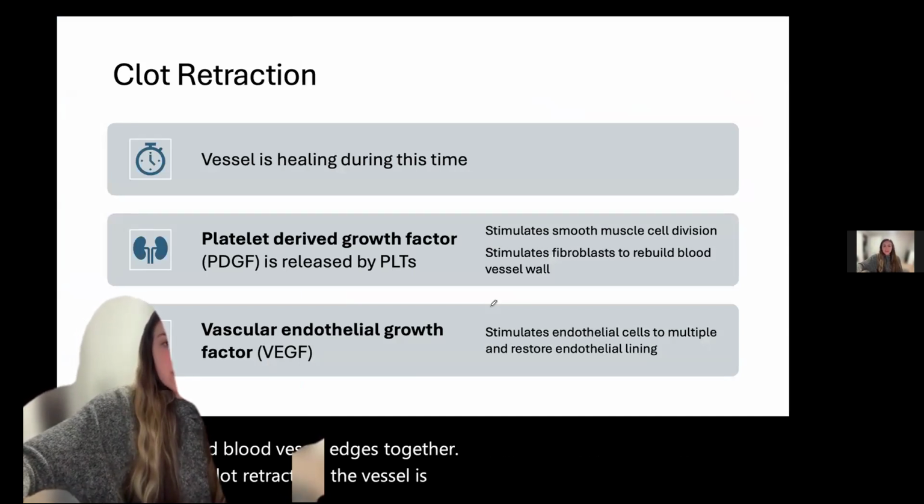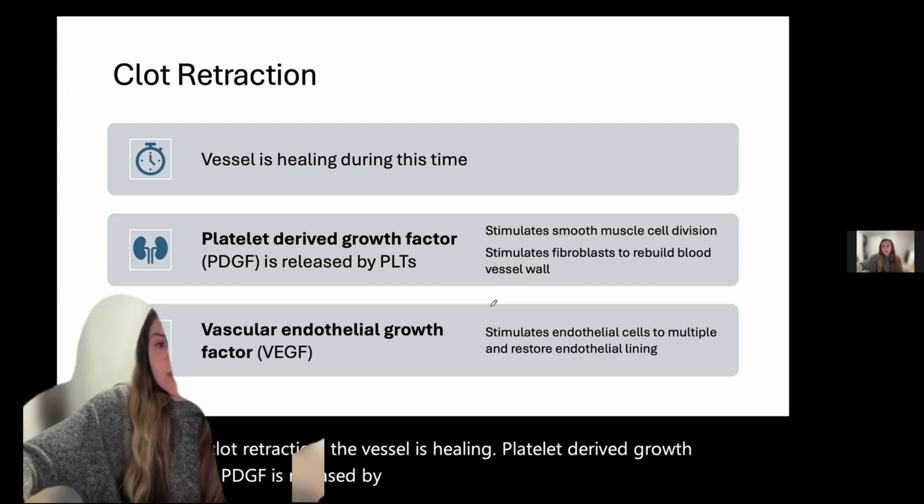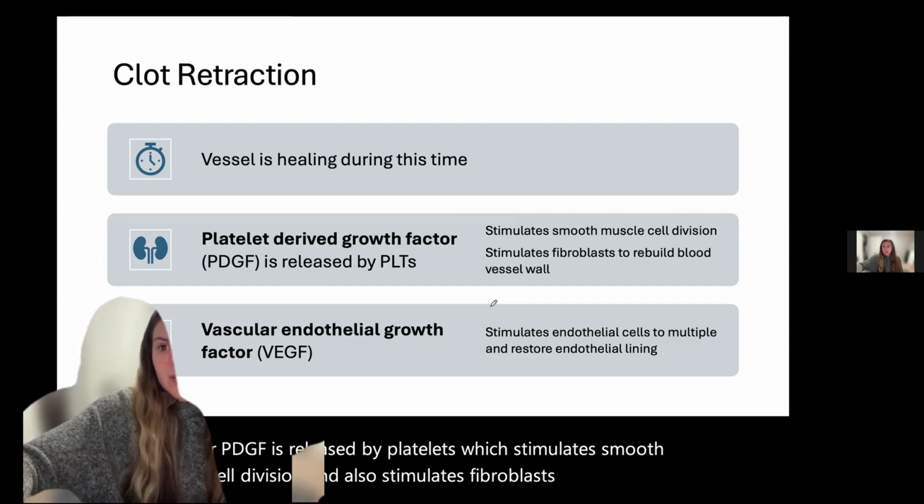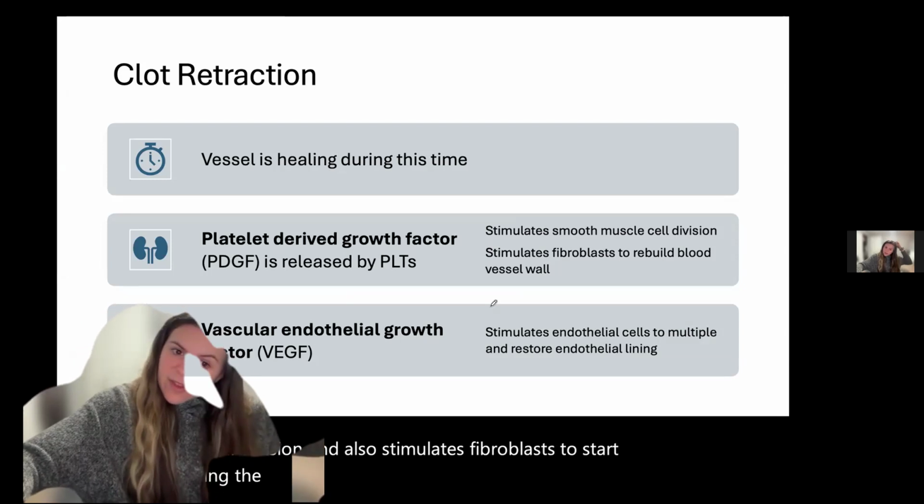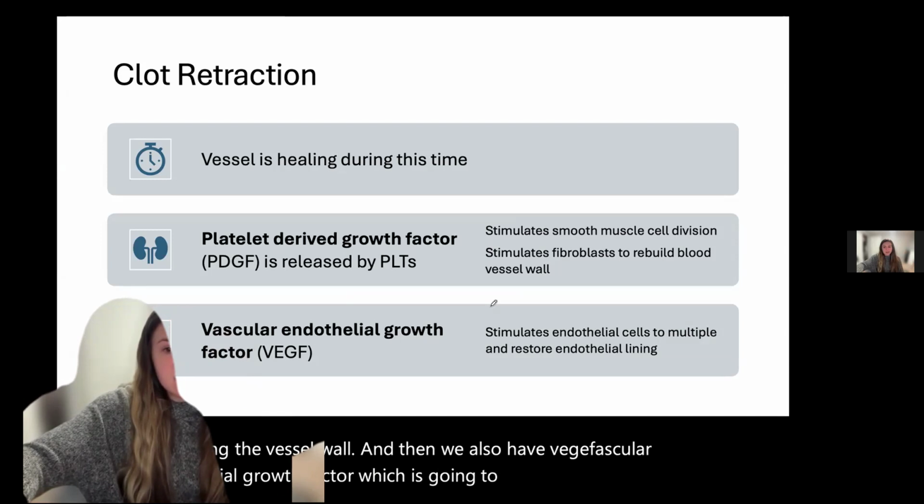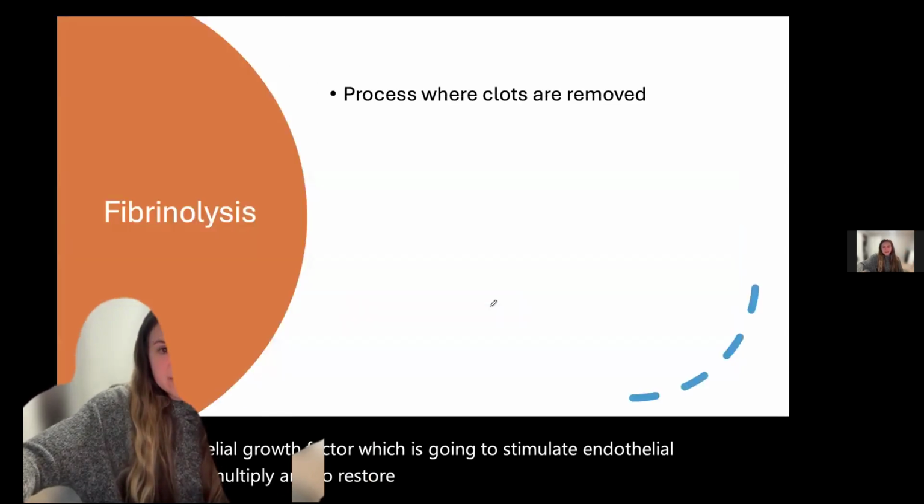Platelet-derived growth factor, or PDGF, is released by platelets, which stimulates smooth muscle cell division and also stimulates fibroblasts to start rebuilding the vessel wall. And then we also have VEGF, vascular endothelial growth factor, which is going to stimulate endothelial cells to multiply and to restore the endothelial lining.